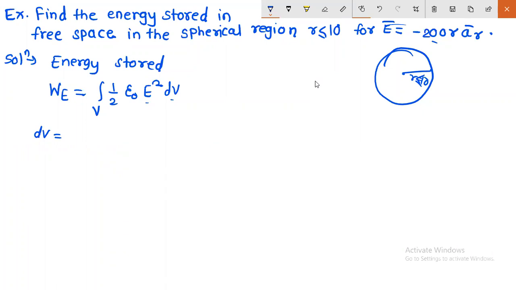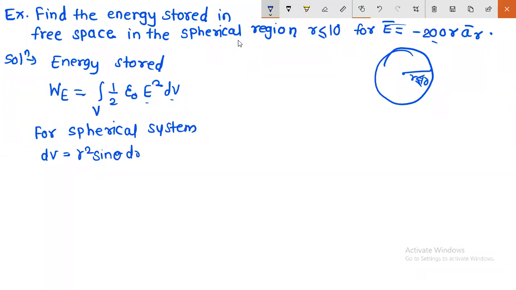Anyone? R square sin theta dr d theta d phi. Correct. We are using here spherical coordinate system, right? So for spherical system, this dV is equal to r square sin theta into dr, d theta and d phi. Now we have to put all these values in the equation of this W_E.